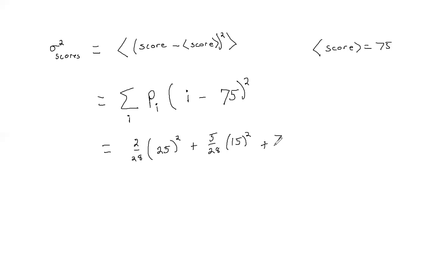Plus 7/28 for the score of 70. And then for 80, it's going to look the same. And 90 will give us a 15 squared, and 100 will give us a 25 squared.